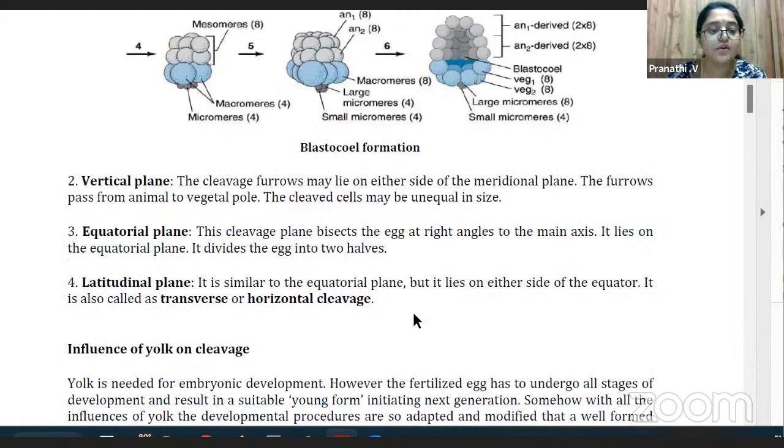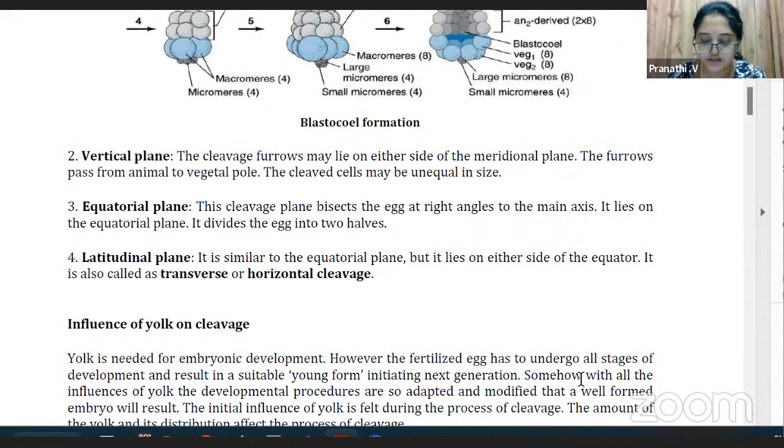And then you have the latitudinal plane, similar to the equatorial plane, but it is on either side of the equator. So you're going to get a transverse or horizontal cleavage. You can just have a look at it in your textbook also.